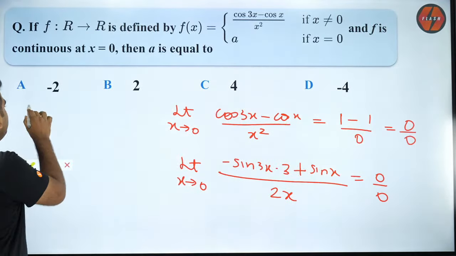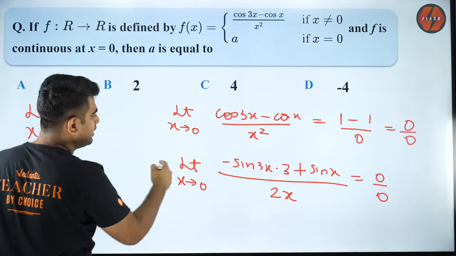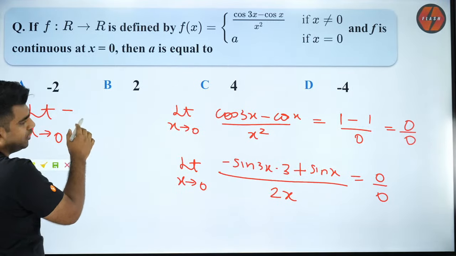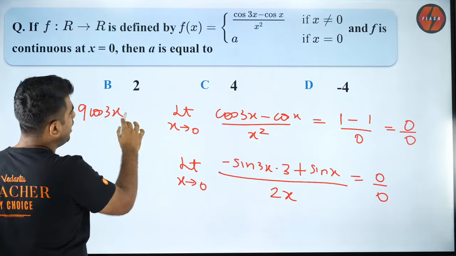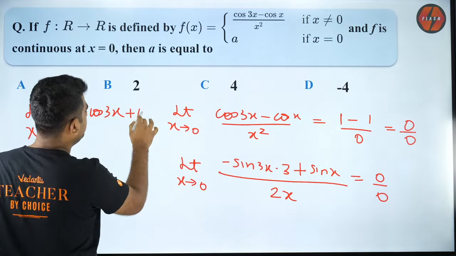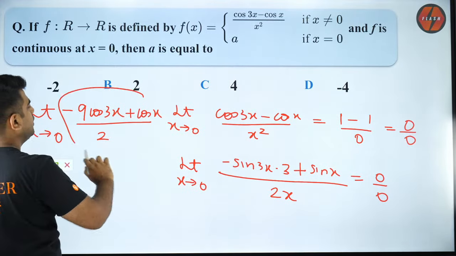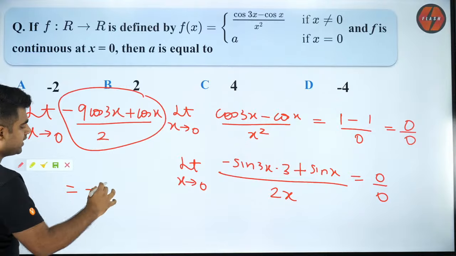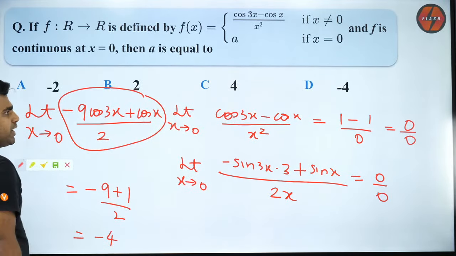So if I do that, I will get limit x tending to 0, sin 3x into 3, derivative will be minus 9 cos 3x. Then you'll have plus sin x derivative will be cos x by 2. That's the answer. Now put x equal to 0, you'll get minus 9 plus 1 by 2, which will be minus 4. So minus 4 is right.